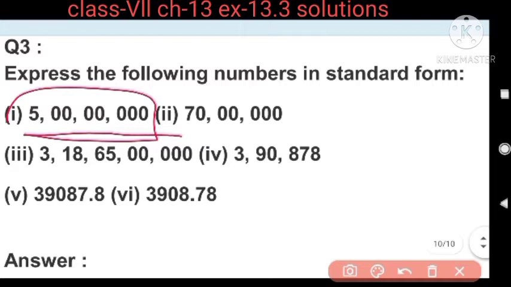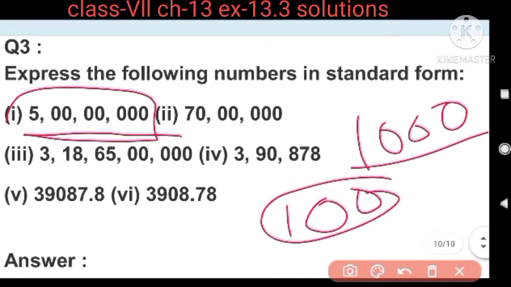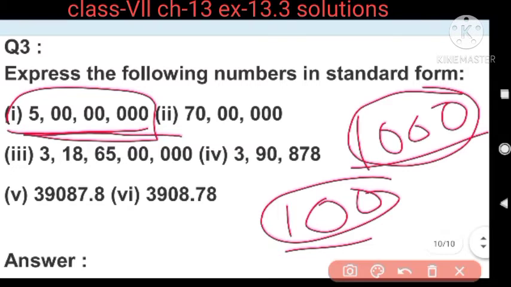Because if we make a mistake and skip one 0, that means it will be a huge difference, isn't it? Because 100, and again if you add one more 0, then 1000. So if in place of 1000 you miss a 0, then that 1000 will become only 100, isn't it? There is a huge difference. So for bigger numbers we write them in the standard form.